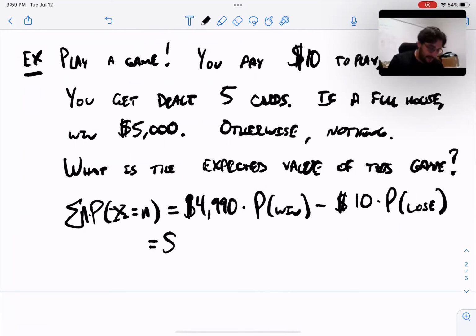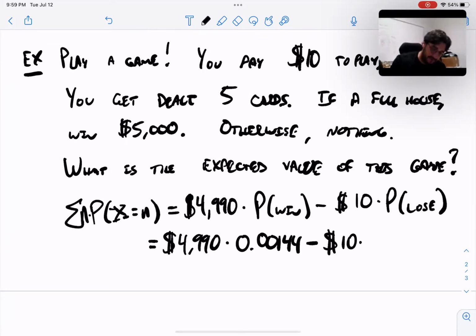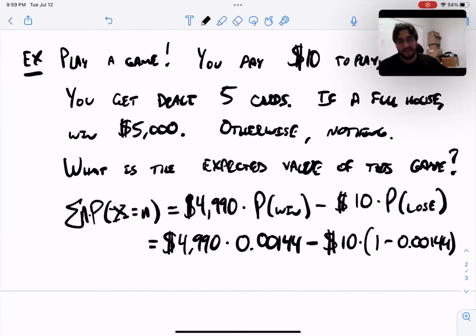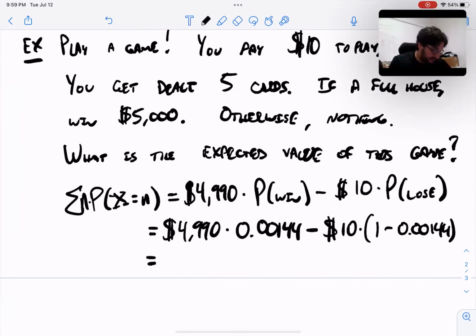I already have these probabilities, because I know the probability of winning. That's what I worked out previously. This is the 0.00144. Then I have the probability of losing, which is 1 minus that same probability. And if you grind all this out, this comes out to negative 2.8.